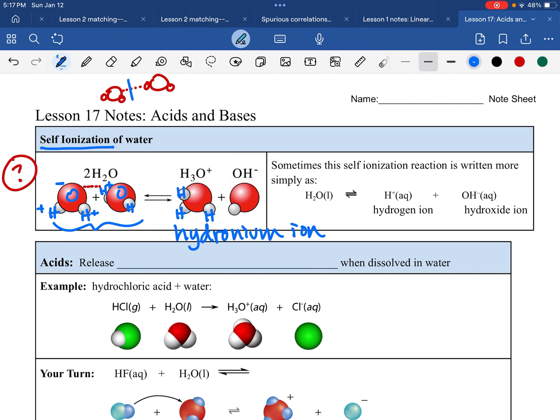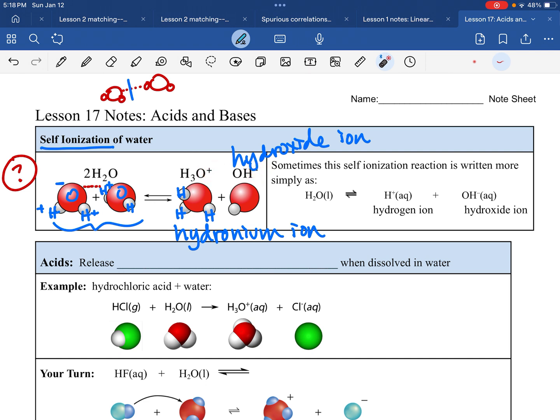So let's also write that in our notes. This is hydroxide ion. Right? And it's called an ion because it has a charge. And then it will reverse itself. It will go back again to becoming two water molecules. It's called self-ionization because water's becoming an ion all by itself, becoming two different ions, right?